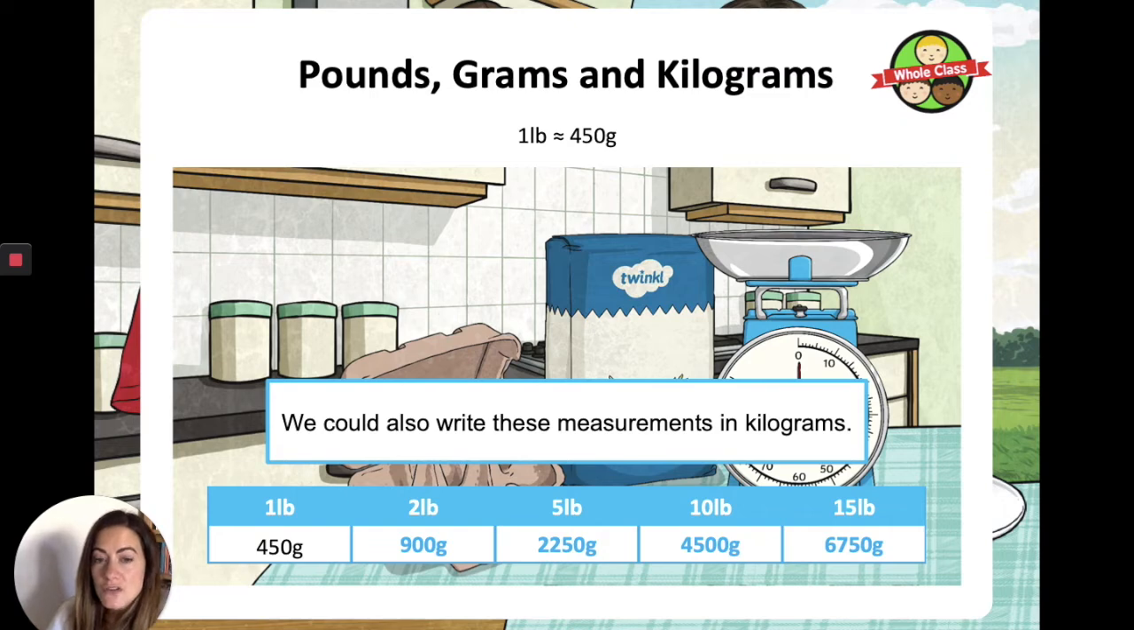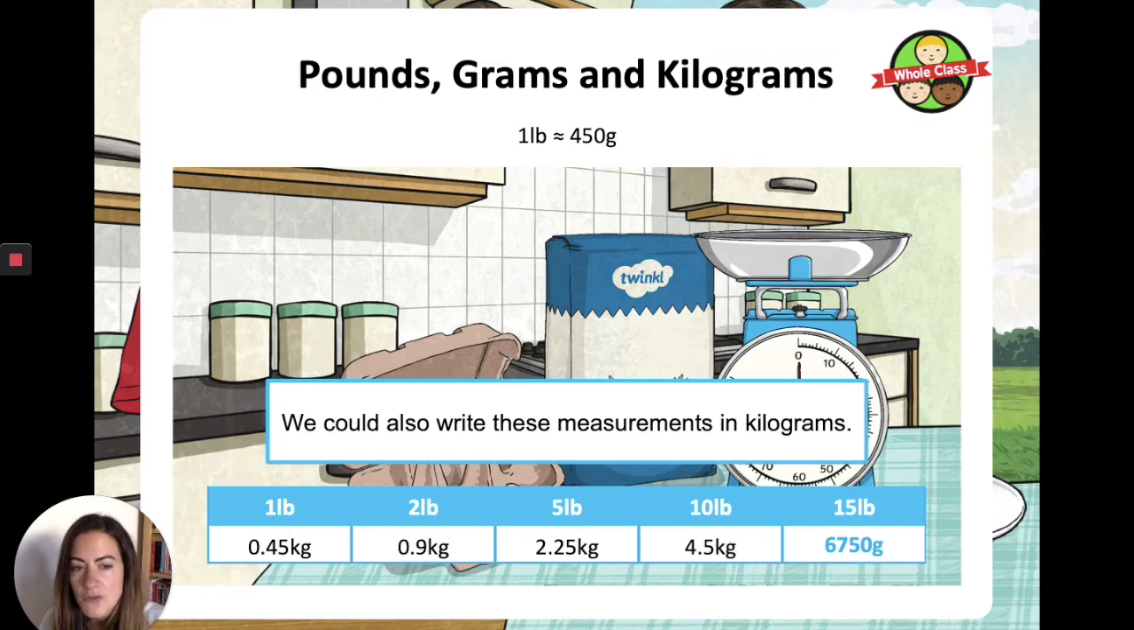You can also convert these to kilograms. Can you remember how we convert between kilograms and grams? What do we need to divide by? There are 1,000 grams in a kilogram, so we divide by 1,000. So we have 0.45, 0.9, 2.25, 4.5 and 6.75.